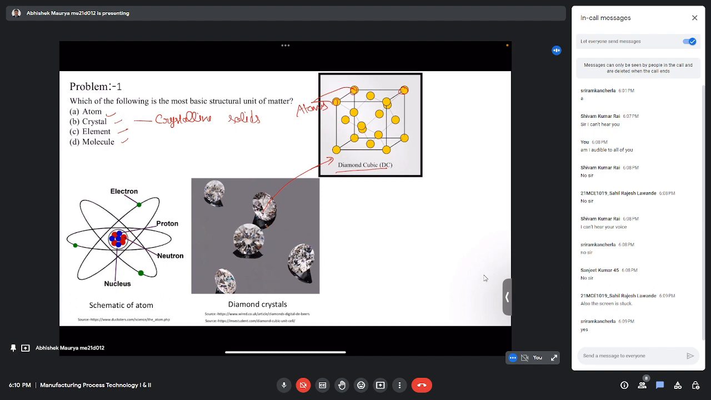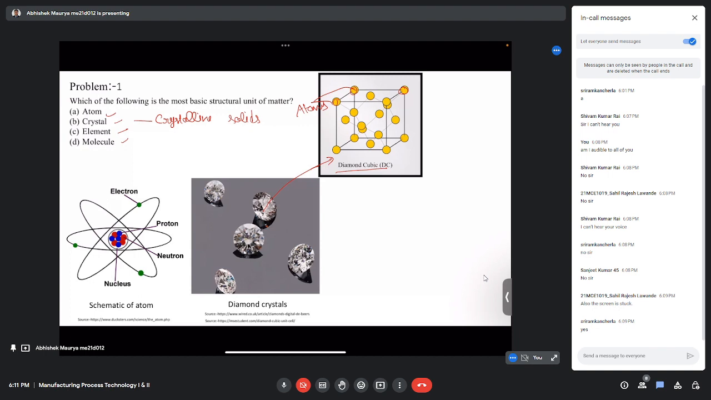And what is crystal? Crystal is used for solid objects, and we know there are two types of solid objects: amorphous and crystalline. Inside the crystalline solids these atoms are arranged in a periodic manner in a repetitive pattern, and that kind of solid is called a crystalline solid. An example is the diamond crystal.